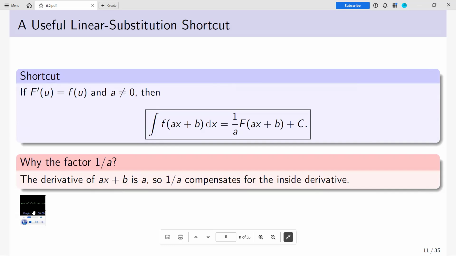A linear inside function always contributes its slope when differentiated. Dividing by that slope compensates for that factor. It is a small mathematical service charge, but at least this one is clearly disclosed.